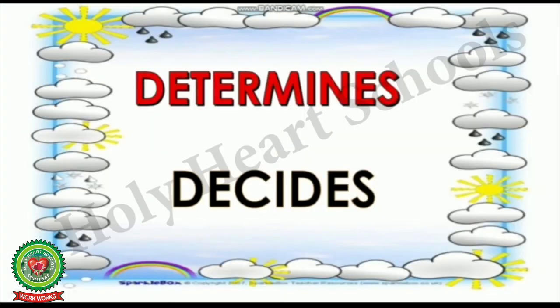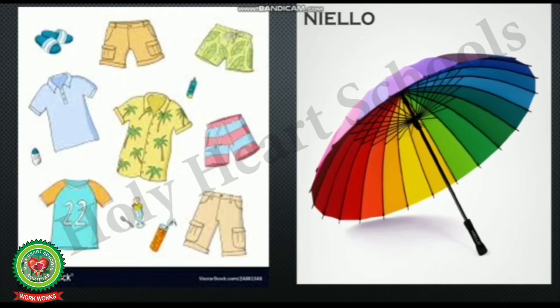Students, our type of clothes also depends on weather. Like on hot days, we wear cotton clothes like shorts, t-shirts, etc. And on cold days, we wear caps, gloves, mufflers, etc. And in the rainy season, we carry an umbrella when we move outside.